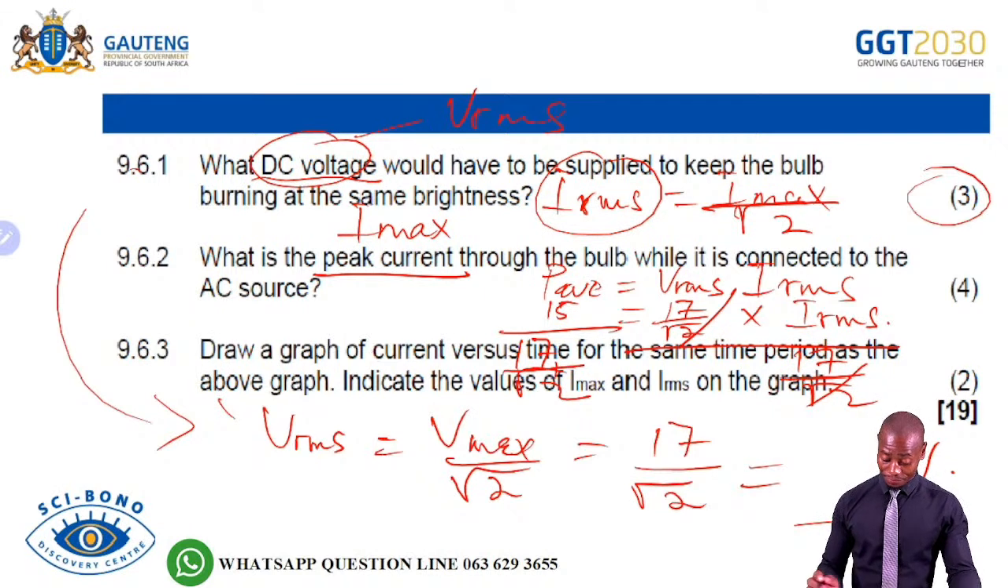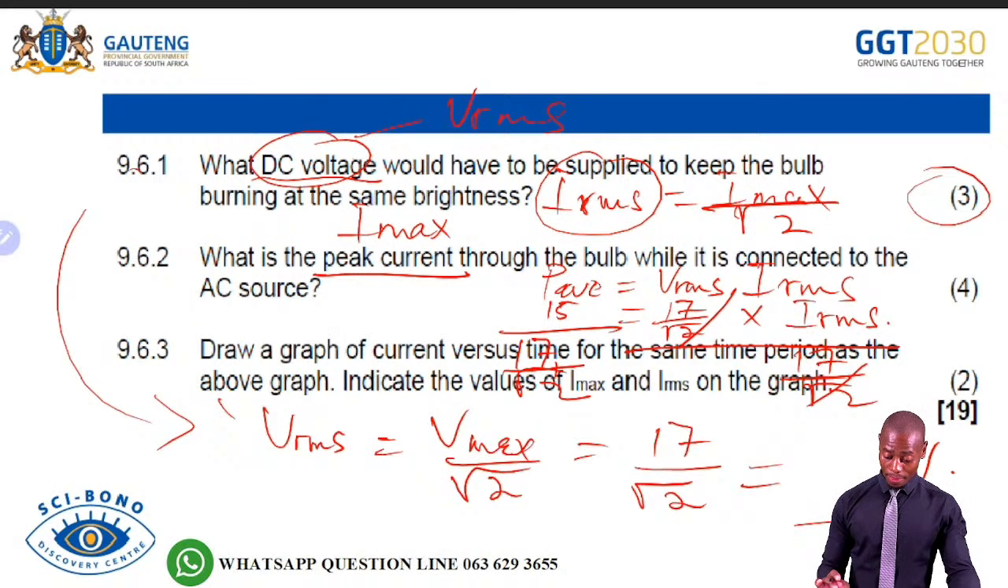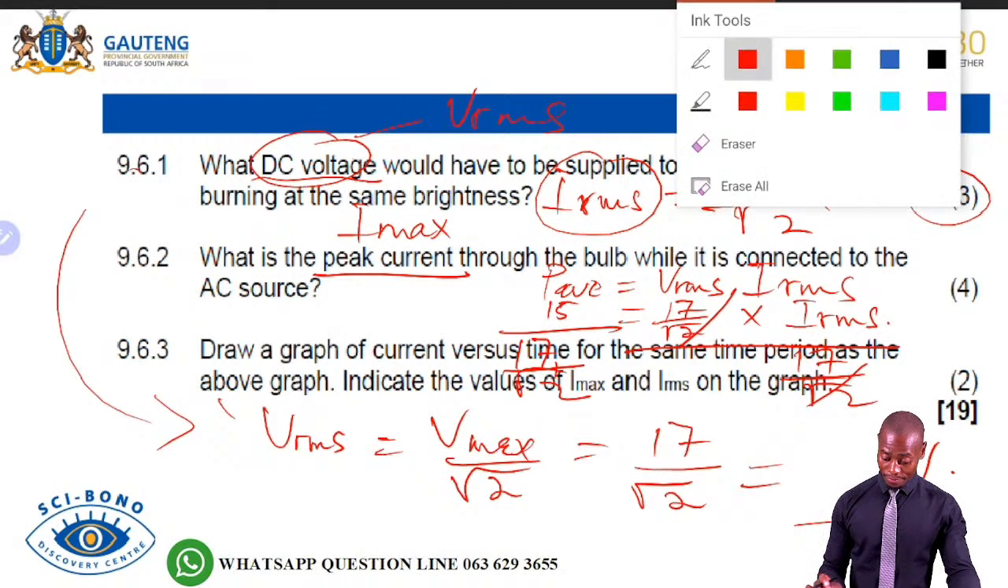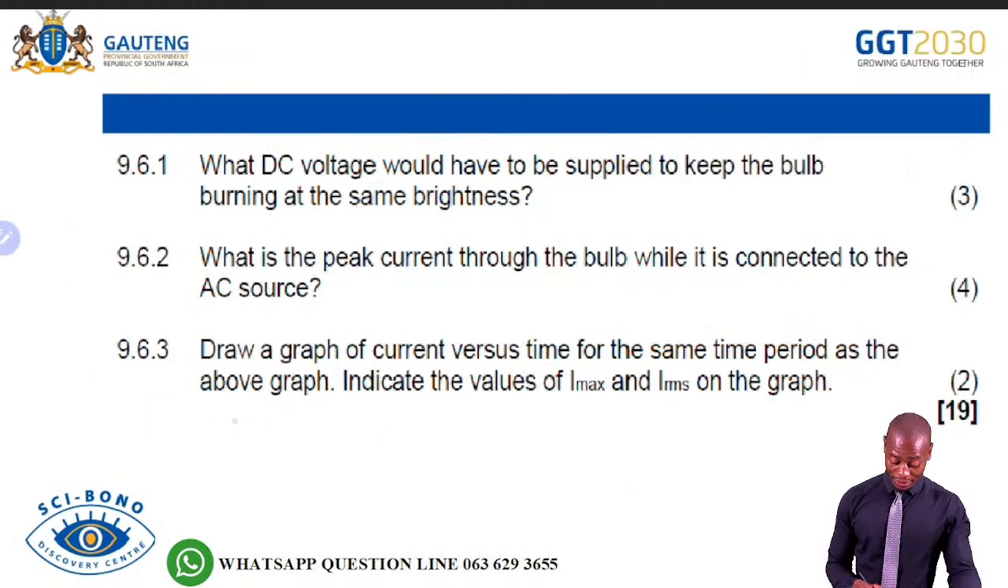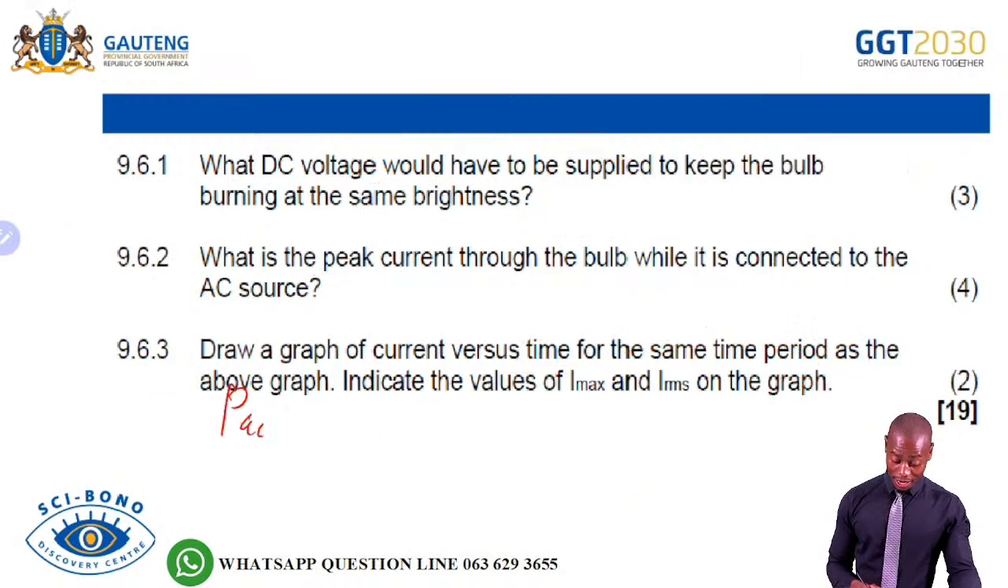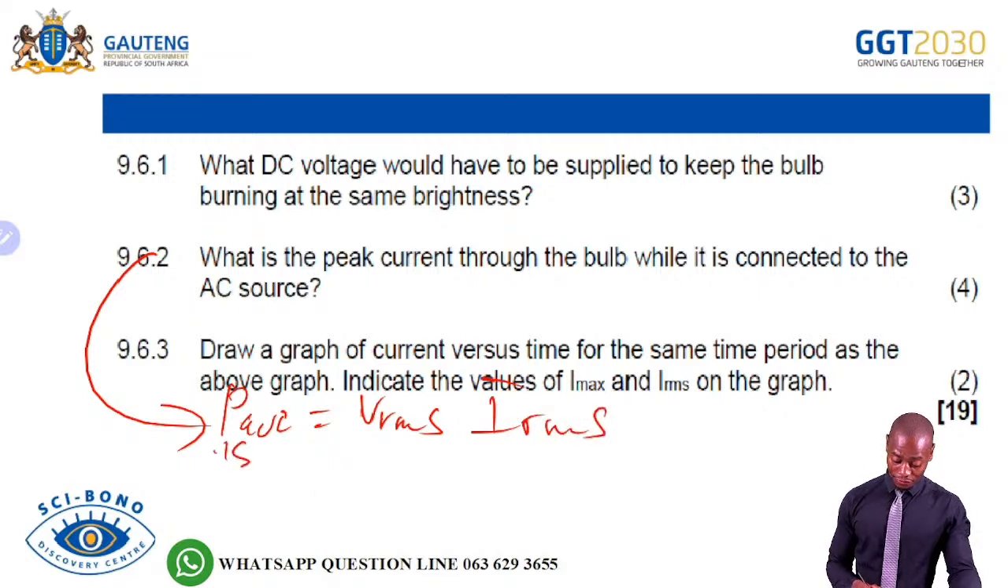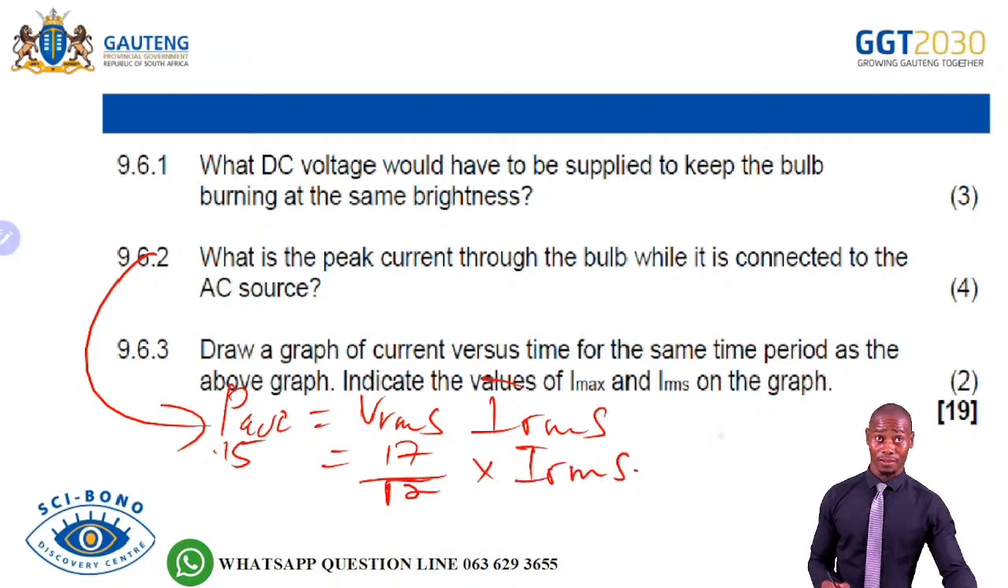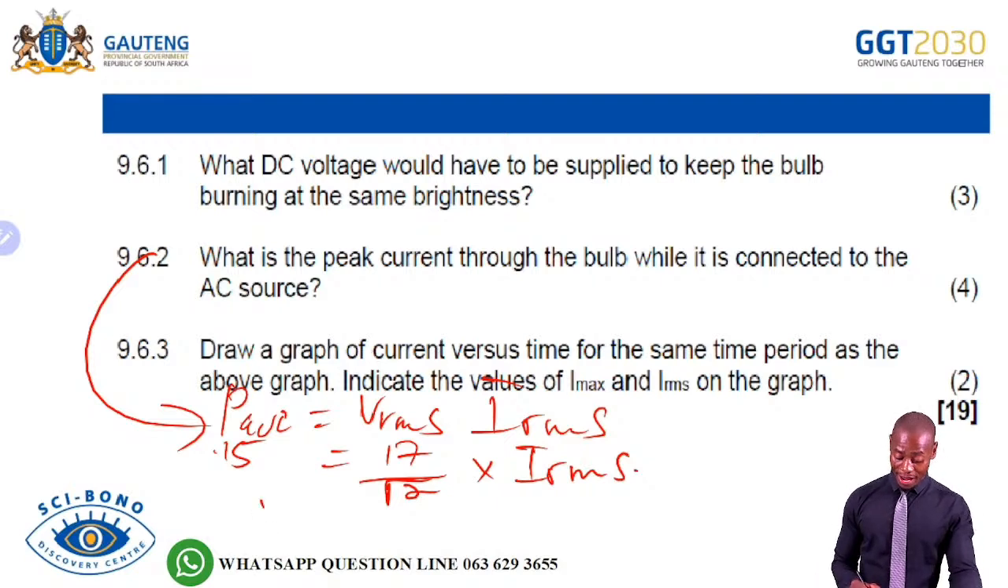Then from here, let me try to erase some. So I'm having what? P average equals VRMS times IRMS, which is 15 here. Here it's 17 over root 2, then multiplied by IRMS. Then my IRMS will be 15 over 17 divided by root 2.